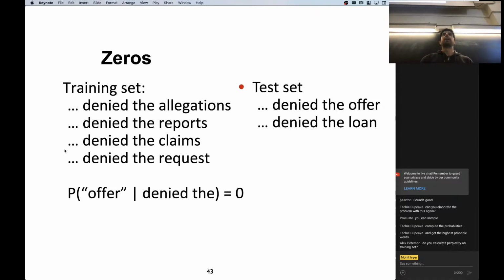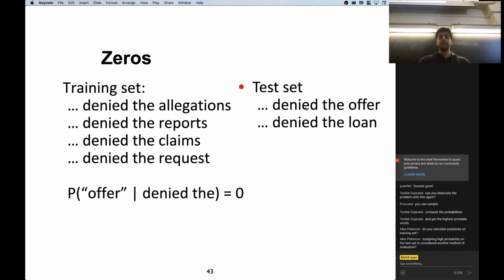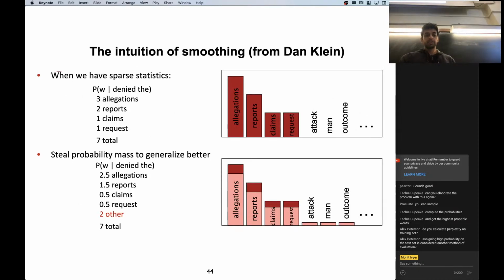So, this can crop up in many cases. In the training set, you might have denied the allegations, denied the reports, denied the claims. In the test set, you might have denied the offer, but if you didn't observe this at all, then it'll have a probability of 0, even though it's a very, very plausible phrase. So one way that you can fix this problem in n-gram models is to apply what's called smoothing.